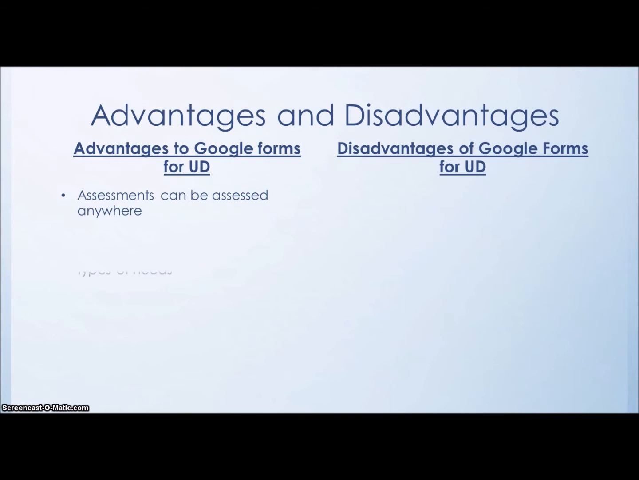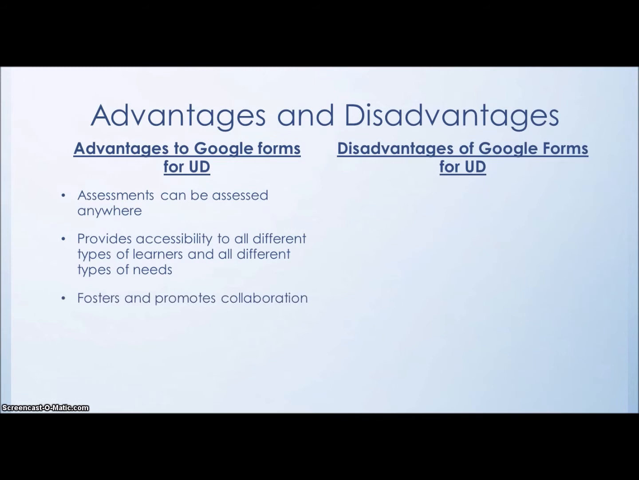for any reason. Probably the biggest advantage is that Google Forms provides accessibility to all different types of learners and to meet all different types of needs, as discussed throughout the video. Students with reading and writing difficulties, students with dyslexia, ESL students. Google Forms provides accessibility and allows these students to complete all these different types of assessments. And lastly, for an advantage, Google Forms naturally fosters and promotes collaboration based on the functionality and the ways it can be used with your students in the classroom.